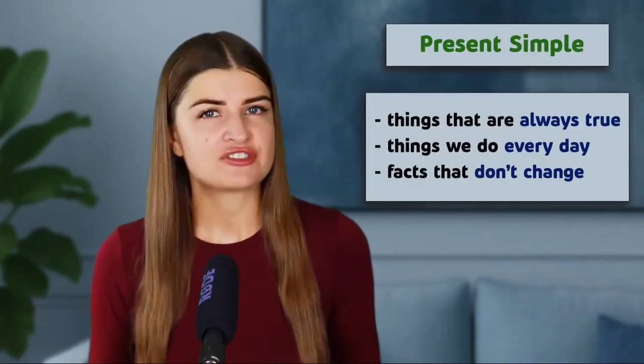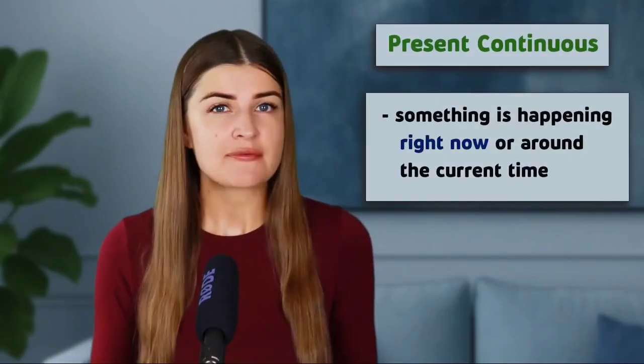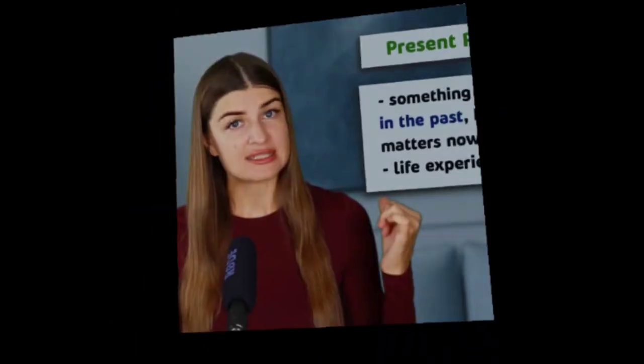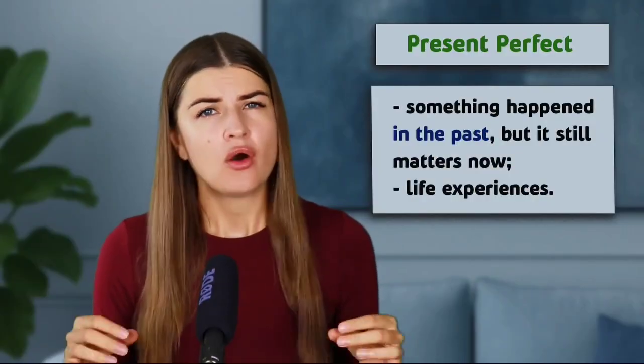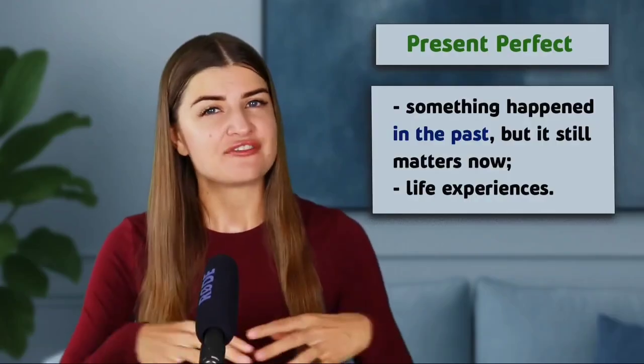Present simple. We use this tense to talk about things that are always true, things that we do every day, or facts that don't change. Present continuous. This tense is used when something is happening right now or around the current time. Present perfect. We use it when something happened in the past, but it still matters now, or when we're talking about life experiences. Present perfect continuous.